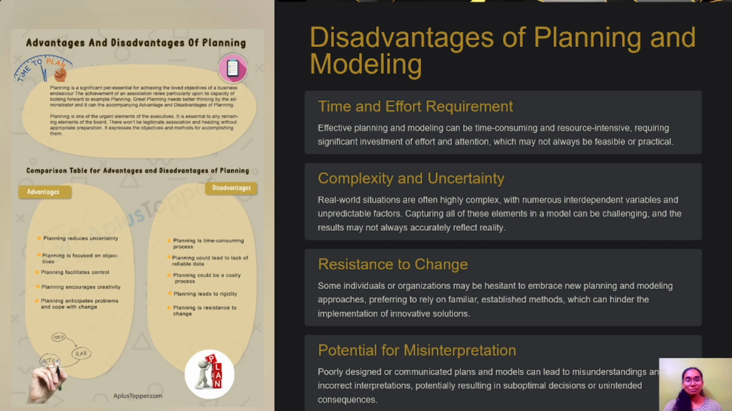may be hesitant to embrace new planning and modeling approaches, preferring to rely on familiar, established methods, which can hinder the implementation of innovative solutions. Potential for misinterpretation. Poorly designed or poorly communicated plans and models can lead to misunderstanding and incorrect interpretations, potentially resulting in suboptimal decisions or unintended consequences.